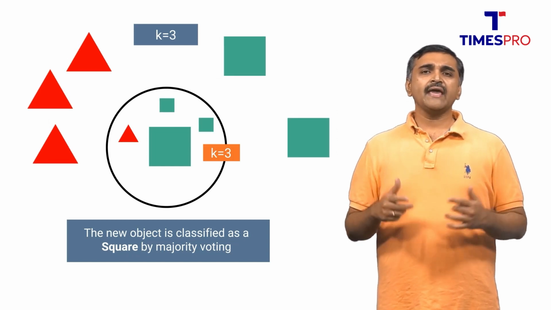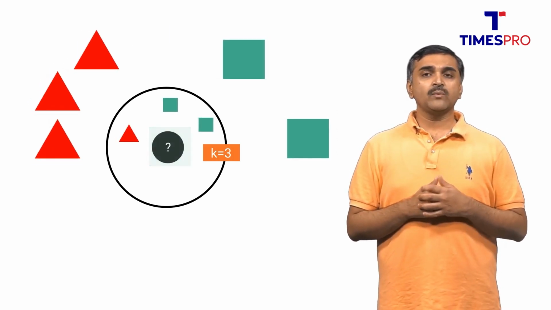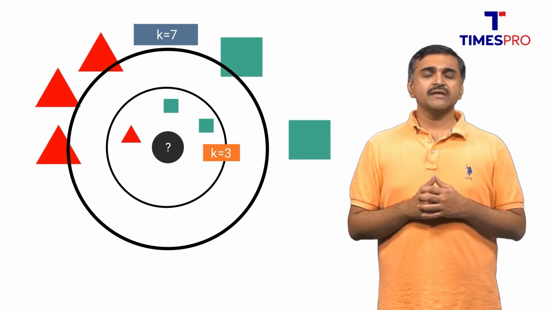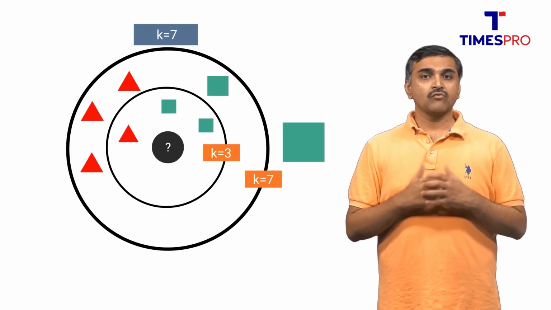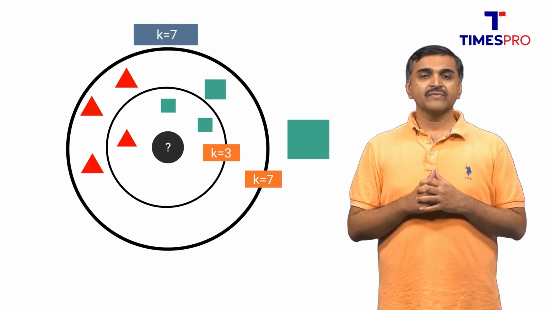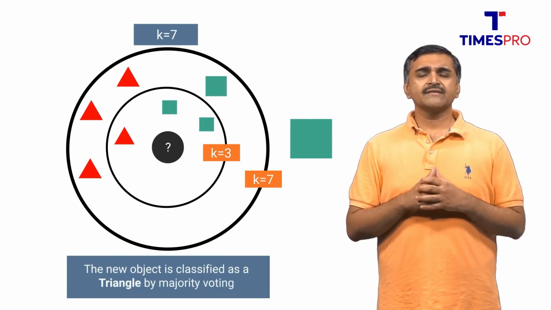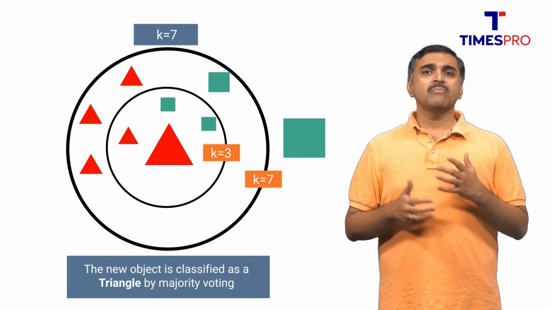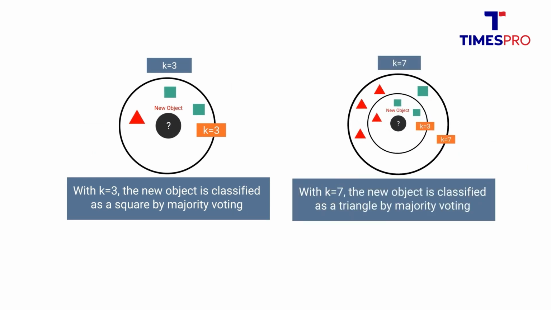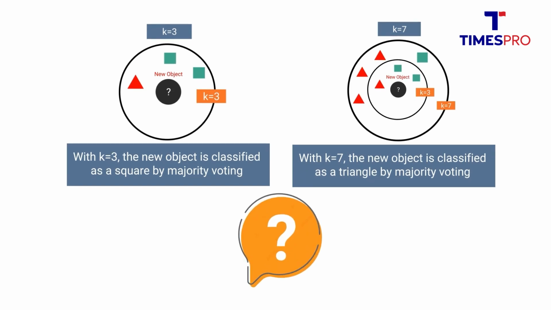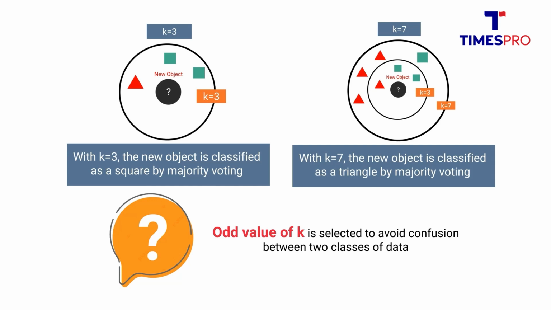Now instead of k equal to 3, if we assume k equal to 7, we are going to consider 7 nearest observations which are close to this new data point, for which the class is to be decided. In this case, the new object is going to be classified as a triangle by majority voting. In case of binary classification where we have two classes in the target column, if the value of k is chosen as an even number, the majority voting might result in a clash, and hence k is assumed to be an odd number.